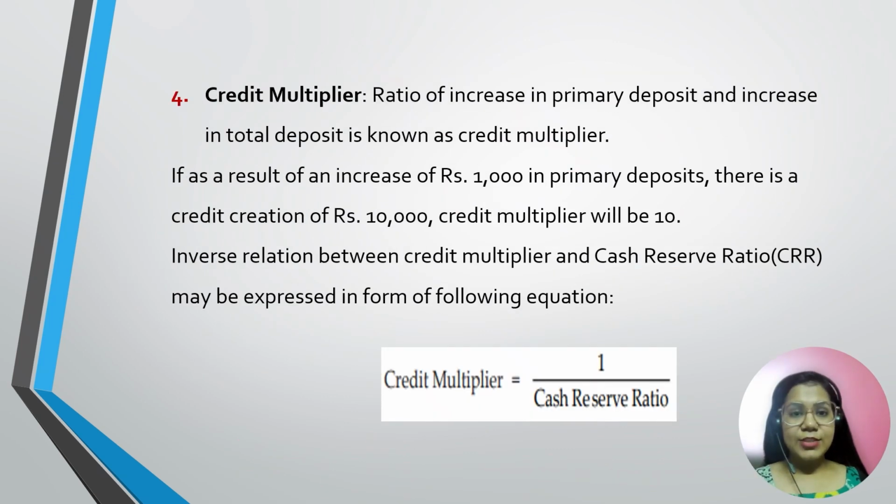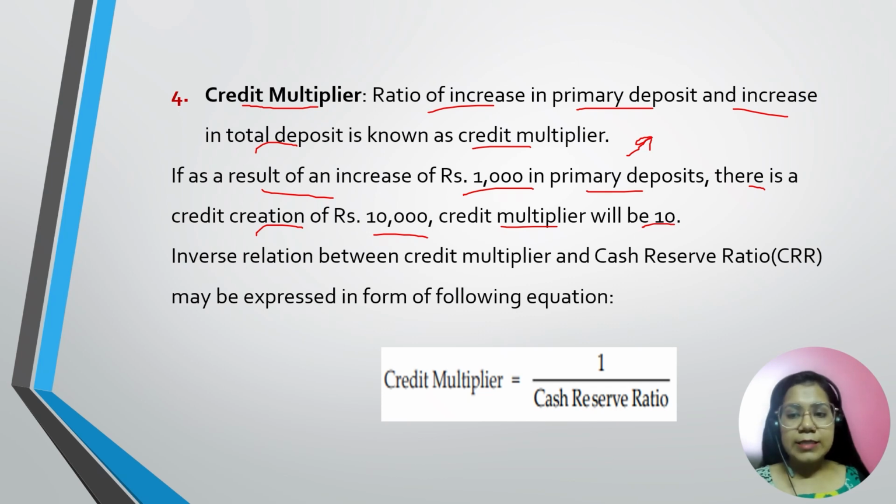So the next concept that we should know is credit multiplier. The ratio of increase in the primary deposits and increase in the total deposits is known as the credit multiplier. So if as a result of an increase of rupees 1000 in primary deposits, what was primary deposits? It was the deposits put in the banks by the depositors. There is a credit creation of rupees 10,000. So credit multiplier will be what?